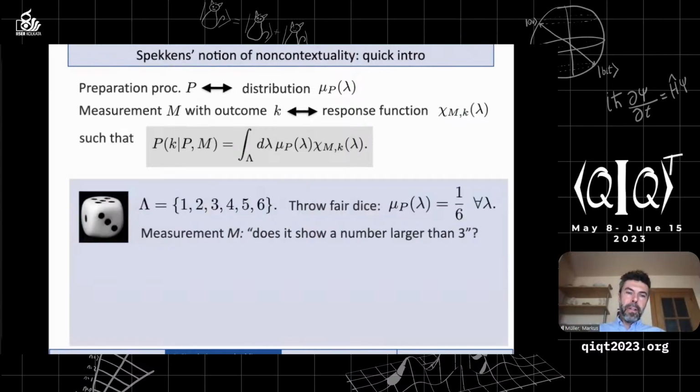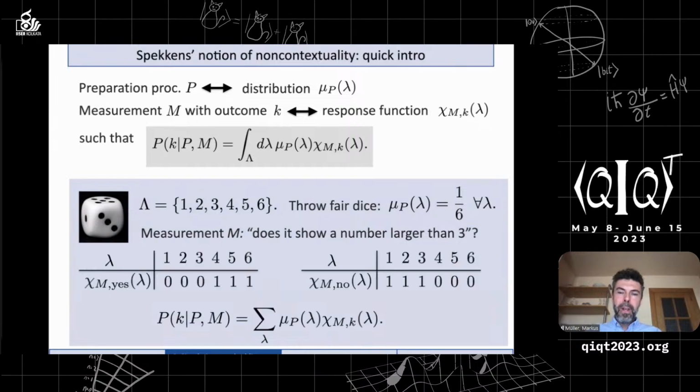Right? So just to illustrate what that formalism means, think of lambda now being a discrete variable, so that you don't have an integral but a sum. Suppose it's just dice, and you throw fair dice, and then you get a uniform probability distribution over the 6 lambdas. Your measurement could be that you ask, does it show a number that's larger than 3, yes or no? Then the yes response function will give you 1s if you have the outcomes 4, 5, or 6. The no response function gives 1s if you have 1, 2, or 3. If you add them up, you get 1 everywhere.